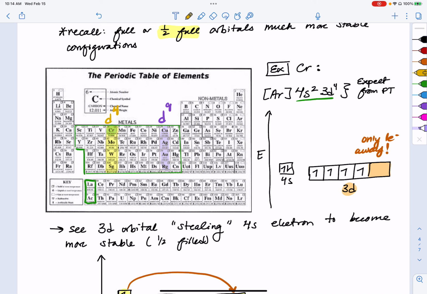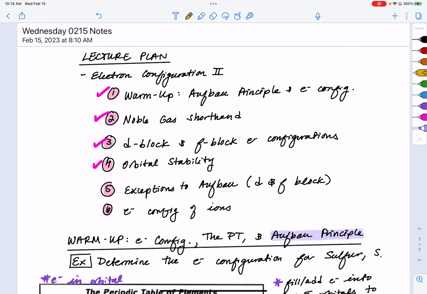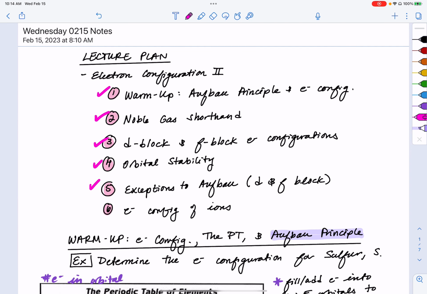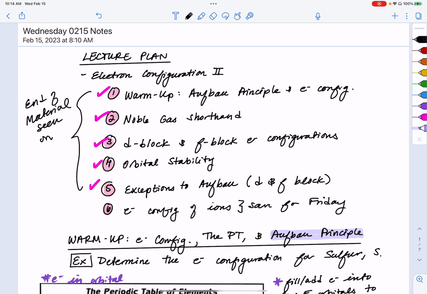Okay, let's see here. We've done our exceptions to Aufbau. I don't think I have time, unfortunately, despite how much I'd like to keep going, to do our electron configuration of ions. So we will save this for Friday, meaning that all of this is going to be the end of material that you will see on midterm 1 next Thursday.